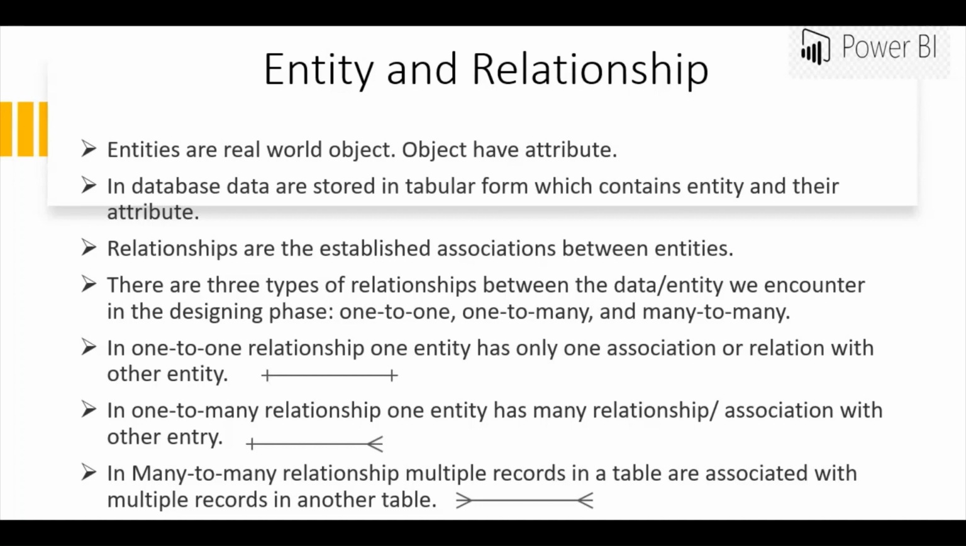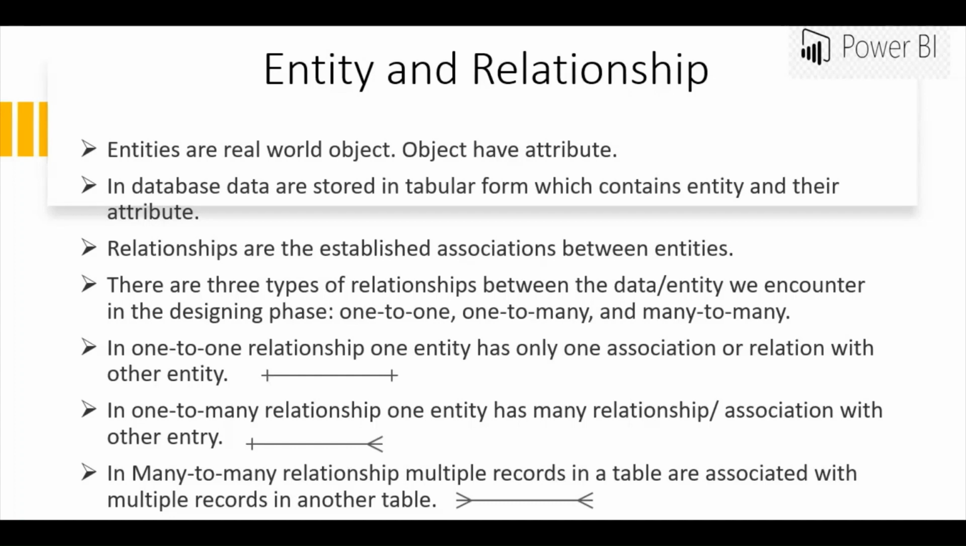For example, person is an entity, car is another entity. The relationship between person and car is that a person can purchase a car, a person can own a car, a person can drive a car. So there are many kinds of relationships that can exist between two entities.